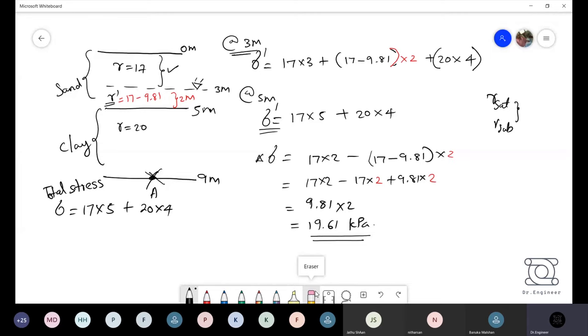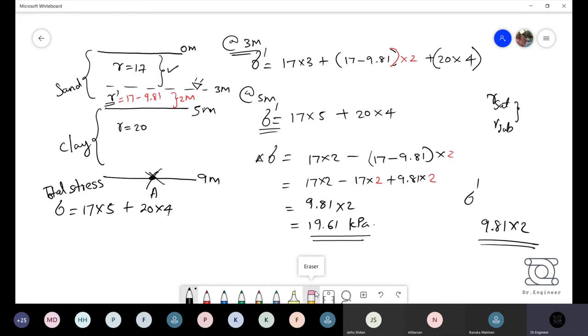So sand is not changed, clay is not changed, nothing is changed. Nothing will happen to the other parameters. I am talking about the soil parameters. Soil parameters do not change. You are only lowering the water table from a depth of 3 meter to 5 meter. So what is the change occurring? That is obviously its unit weight into 2, so 9.81 into 2. This is the change occurring due to the water table change. Other than that, nothing will happen.